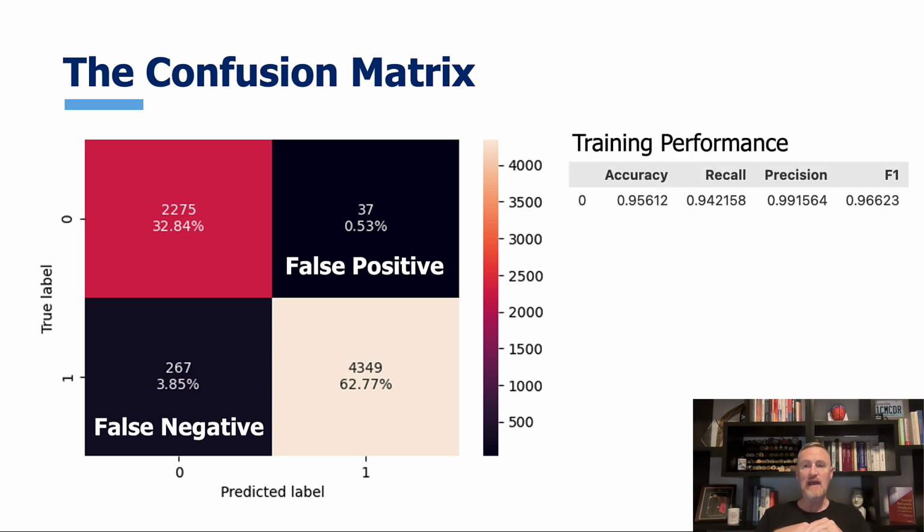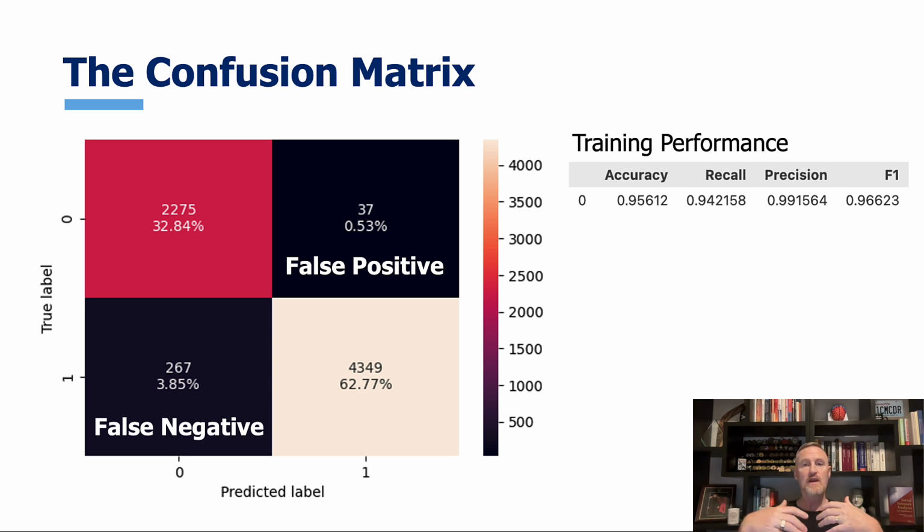We can look at the performance of the training data, and you see that we have pretty good accuracy. We have almost 96% accuracy. We have 94% recall. So when we say it's a good loan, it's a good loan. We have 99% precision. So we've pretty much found all the good loans. Our F1 score, very similar to accuracy there.